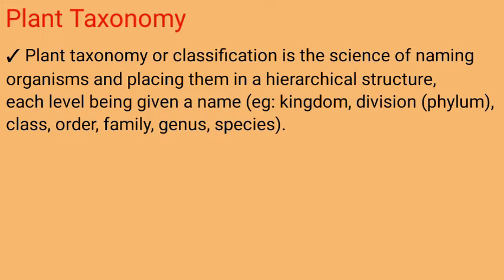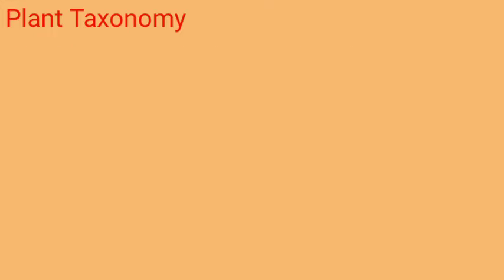In the animal kingdom, instead of division, phylum is present in the hierarchical level. All the hierarchical names are the same in plant taxonomy and animal taxonomy except division and phylum. In the plant kingdom, the hierarchy level below kingdom is division. In the animal kingdom, the hierarchical level below kingdom is phylum.